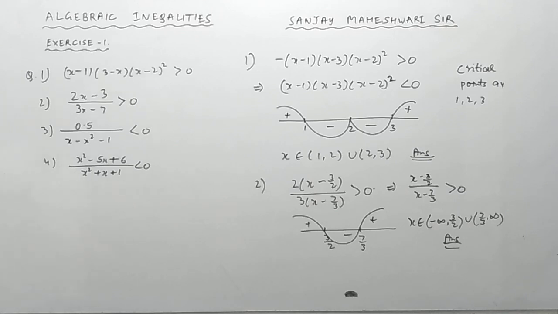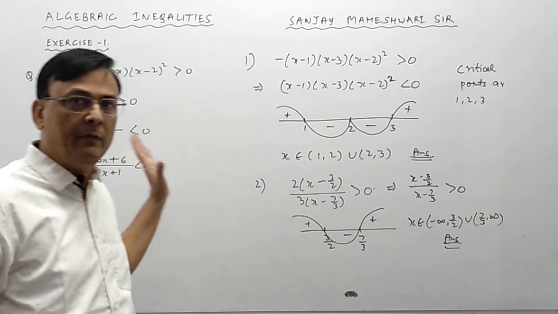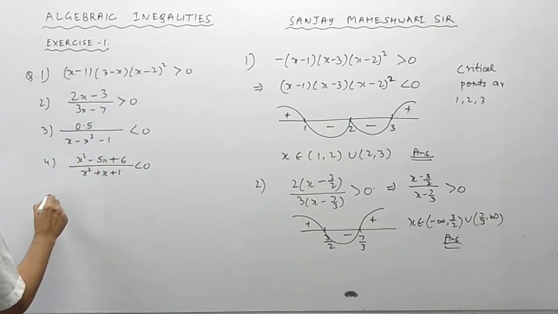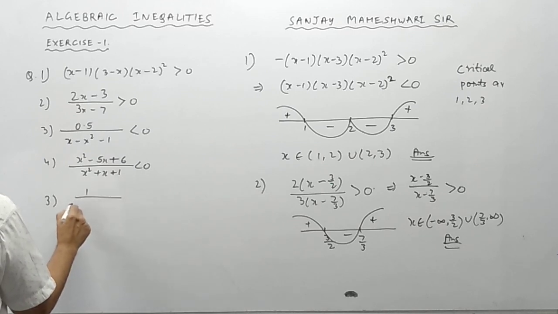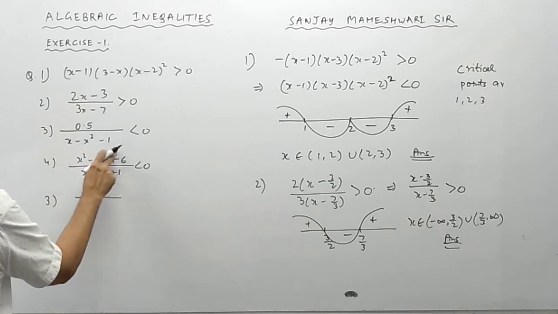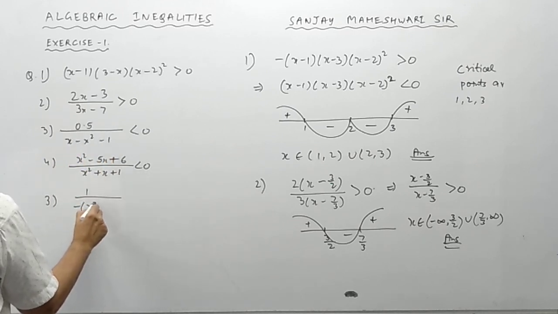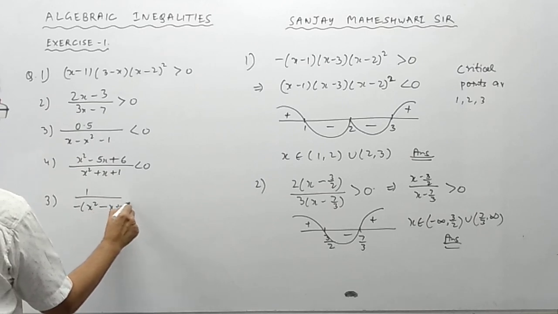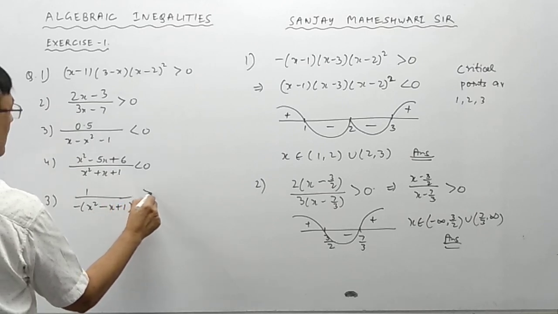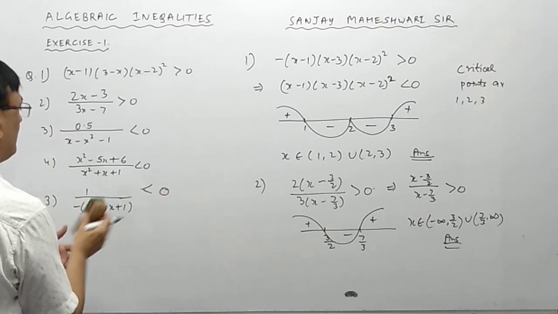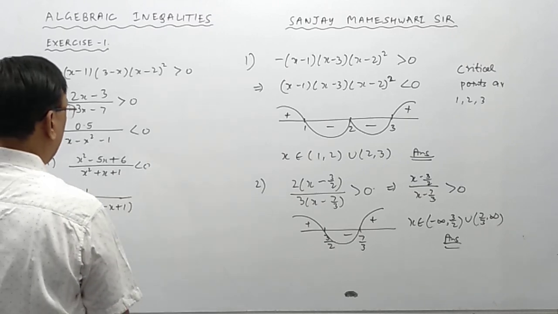Thirdly, we will move on to question number 3. This is half, which is positive, so positive can be removed. So what we will do? 1 upon, then we will take out minus common here, x square minus x plus 1 less than 0.